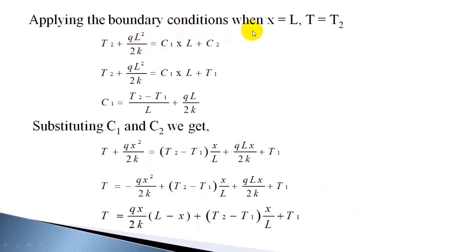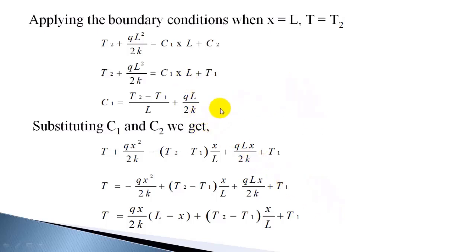Now the second boundary condition is x is L, T is T2. So substituting T as T2, then x is L, you get this expression. And also I substituted for C2 as T1, so you get T2 plus QL square by 2k is equal to C1L plus T1. So C1 is T2 minus T1 by L plus QL by 2k. This expression we already derived.